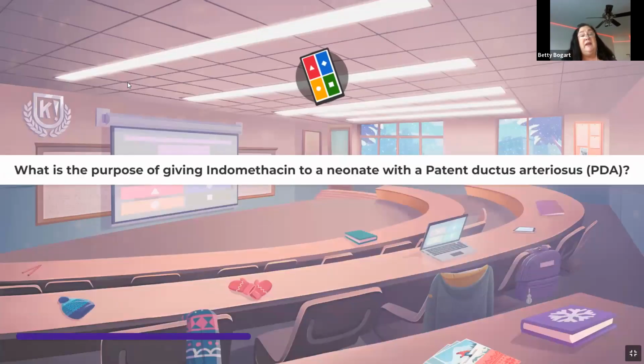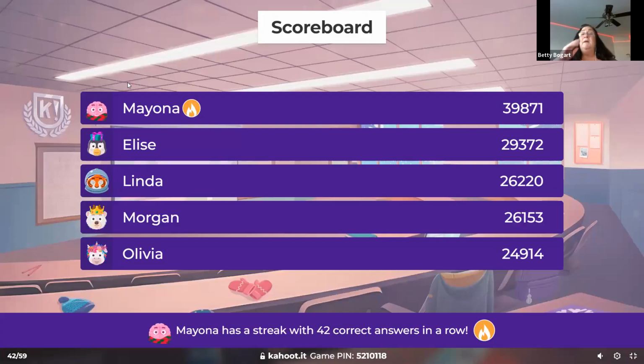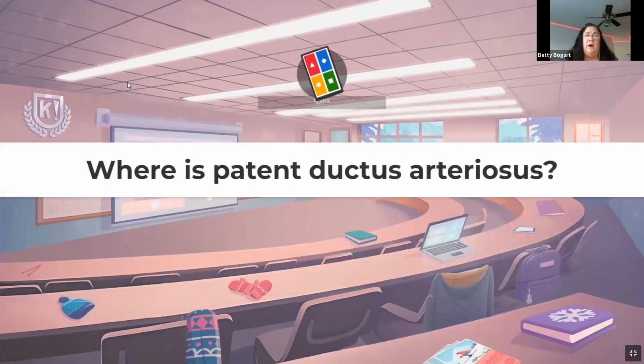What is the purpose of giving indomethacin to a neonate with a PDA? What does indomethacin do? Indomethacin is going to stop prostaglandins and it's going to close the PDA. It's a chemical. And we can hear that murmur disappear. And we also can see that pulse pressure get narrower. It's pretty neat to watch.